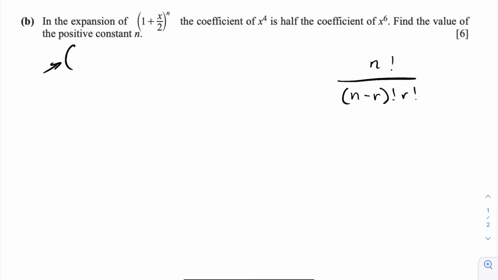So let's actually evaluate this now. So the coefficient of x to the power of 4. That means we have to identify which value of r will give us the coefficient of x to the power of 4. And in this case, it would be 4.